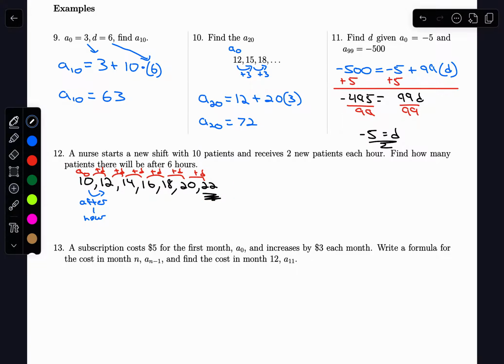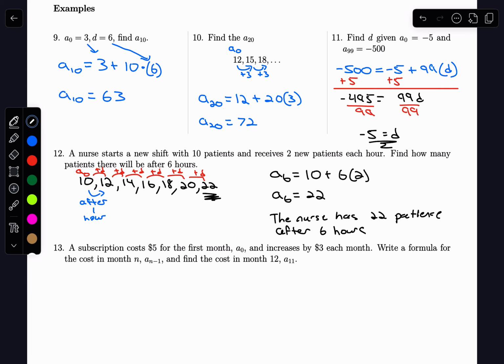Okay, so we can go ahead and say here that A sub 6 is what we're looking for, the number of patients after 6 hours. And this is going to be equal to A naught, which was 10, plus 6 times our common difference, which is 2. If I do 10 plus 6 times 2, that's just 10 plus 12. So A sub 6 is equal to 22, just like what we had before. So we can then go ahead and say that the nurse has 22 patients after 6 hours.